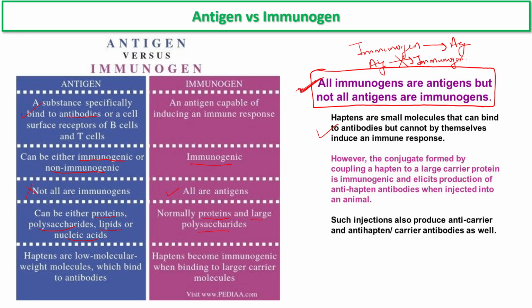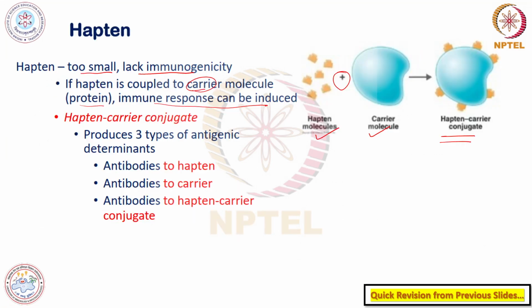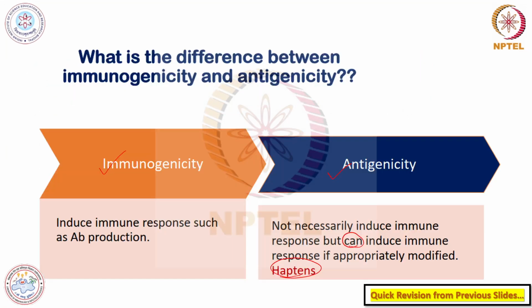So you should keep in mind this concept that all immunogens are antigens, but not all antigens are immunogens. How? Because it depends on who can induce an immune response and who cannot. Immunogens will always produce an immune response and antibody production, but antigens are not capable of producing an immune response all the time.